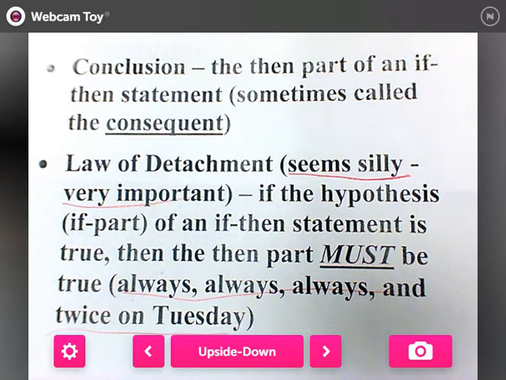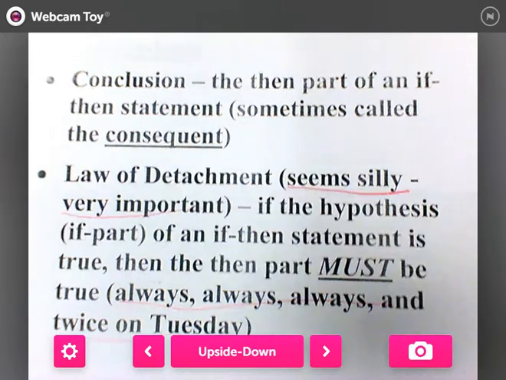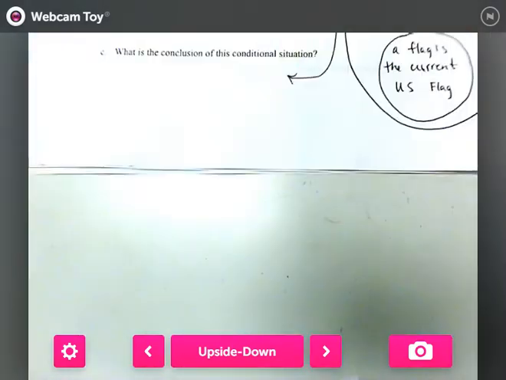Okay. We're going to move to your Venn diagram worksheet.